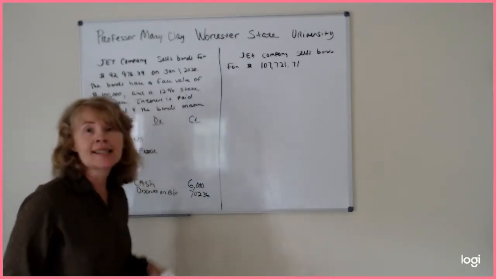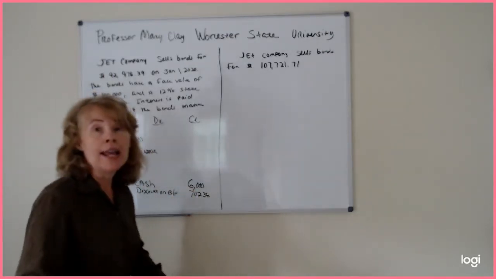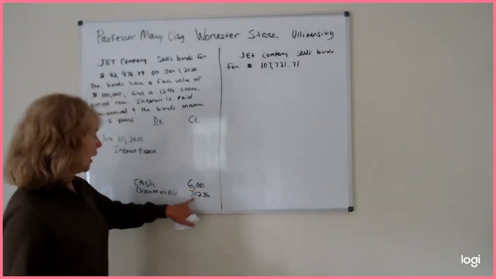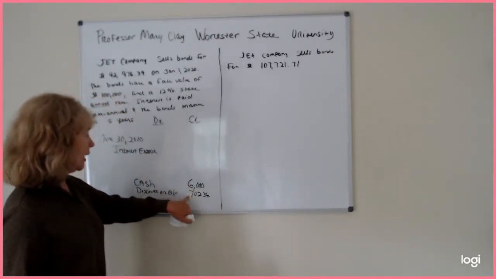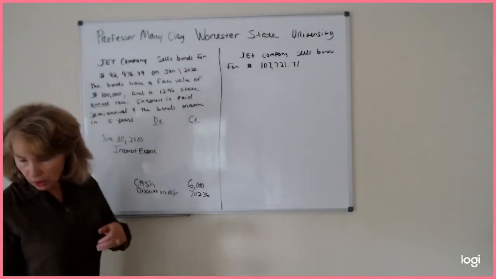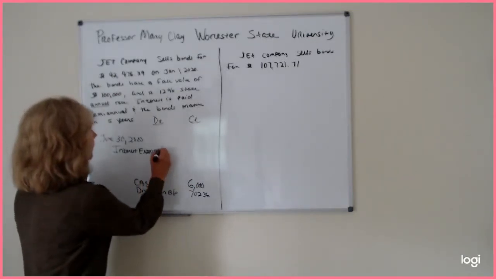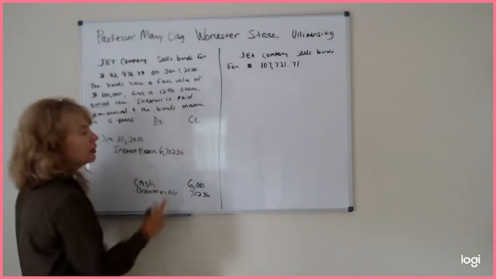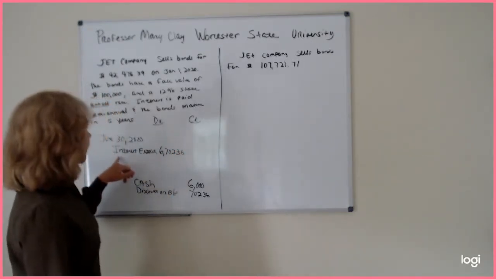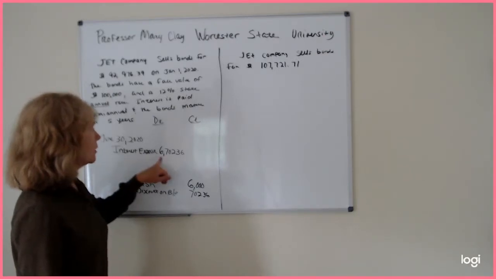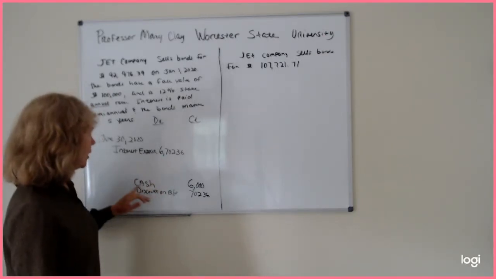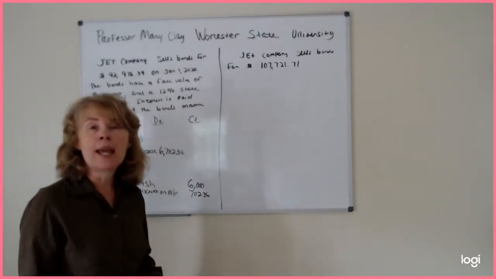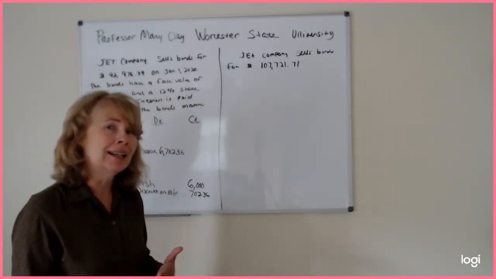So when it's a discount and you're making your entry for amortization and interest expense, you will add the cash and the amortization. When you do, it's going to be $6,702.36. So your first journal entry: debit interest expense, $6,702.36. Credit cash, credit discount on bond payable.